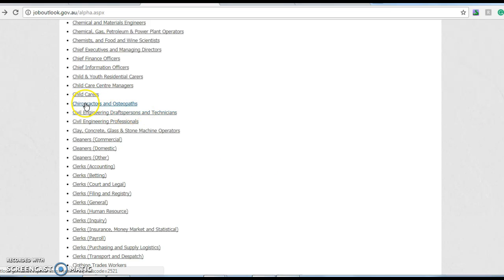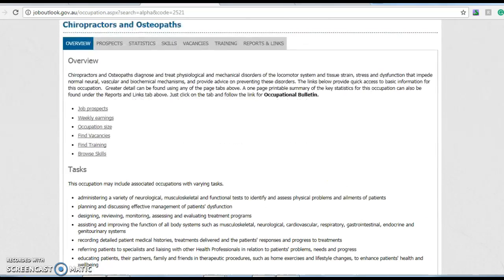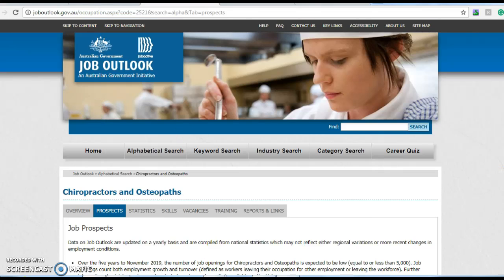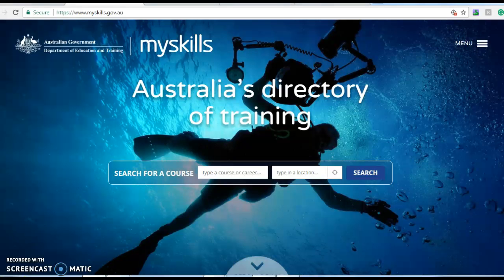So let's say I'd like to be a chiropractor or an osteopath. I have a look here and they tell me what my job prospects are, what the weekly earnings are, and they tell me that to November 2020 it's expected to grow very strongly. Right. Some stats missing here, but you get the point, and they have a whole lot of things that you can look at.